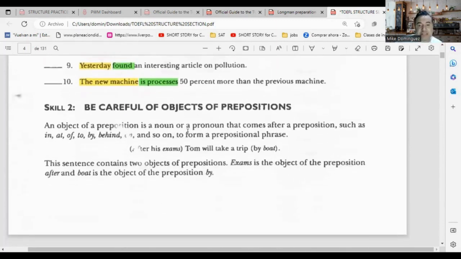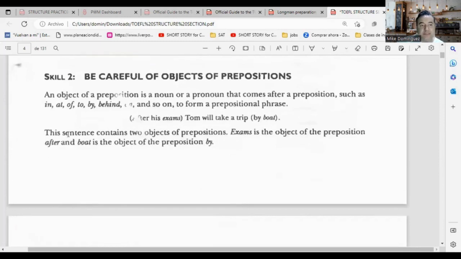An object of preposition is a noun that comes after the preposition. For example: in, at, of, to, by, behind, on, and so on. In a prepositional phrase, "After his exams, Tom will make a trip by boat." The sentence contains two objects of preposition. Exams is the object of preposition "after," and boat is the object of preposition "by."